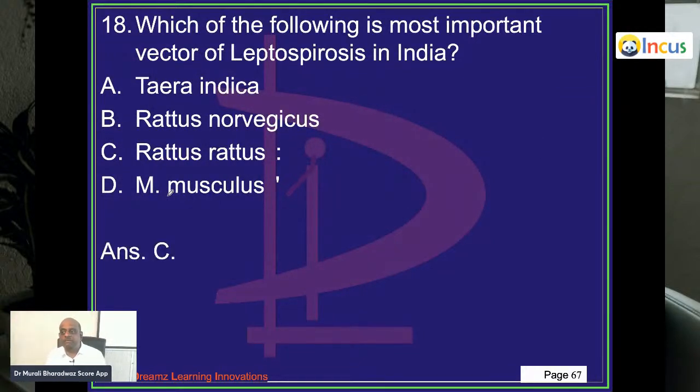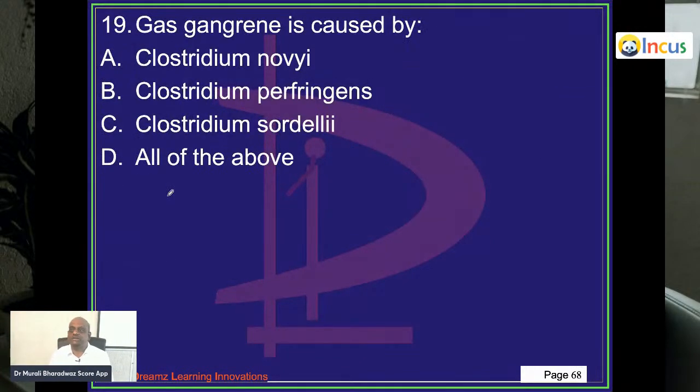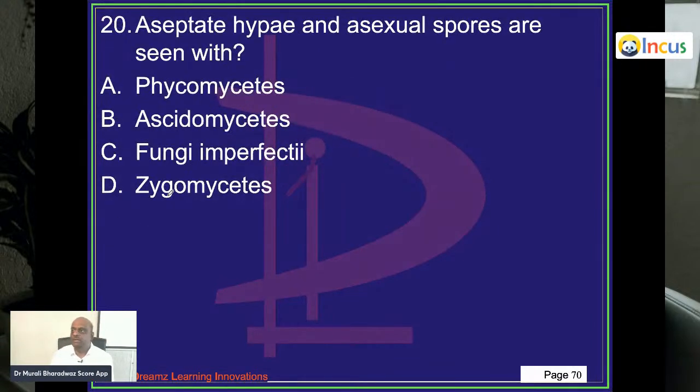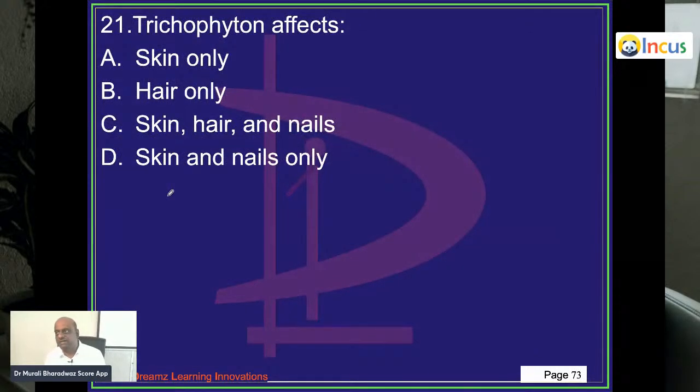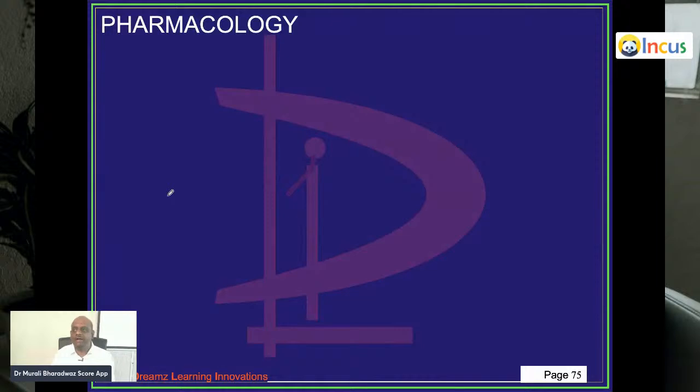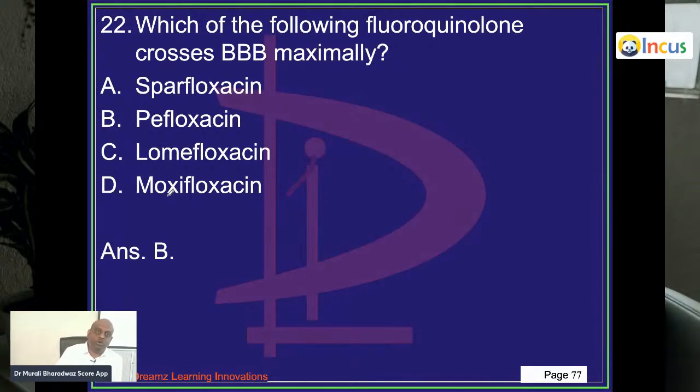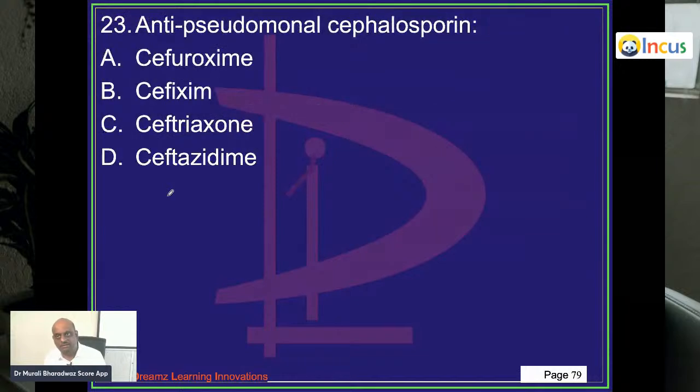Leptospirosis, what is the most important vector in India, doctor? Rattus rattus. Gas gangrene is caused by all of them. Aseptate hyphae with asexual spores, zygomycetes. Trichophyton means, tri means all three: skin, hair and nails. Which fluoroquinolone crosses the blood-brain barrier? Pefloxacin. Which is anti-pseudomonal cephalosporin? Come on, this you should answer correctly. Yesterday only we discussed, na?